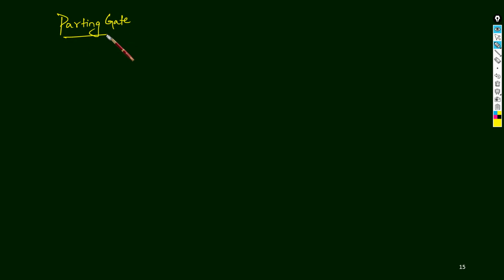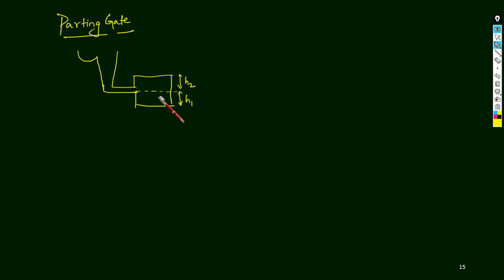So in case of parting gate, what will happen? Let's draw the diagram. Here we have the pouring basin. This is the sprue, and here we have the runner, and this is the parting gating system. This is the height h1 and this is the height h2. Clear? Now let us talk about this.